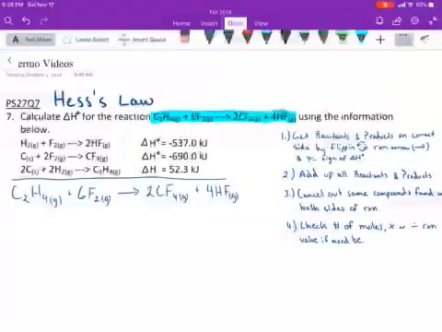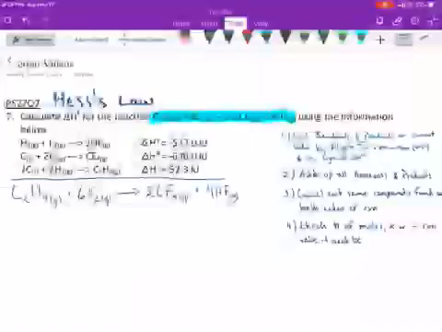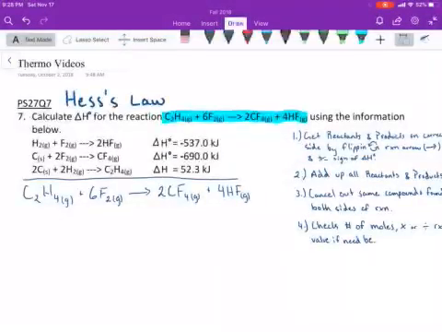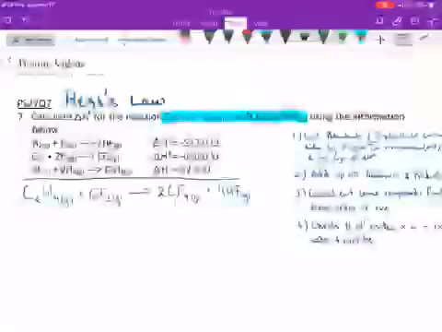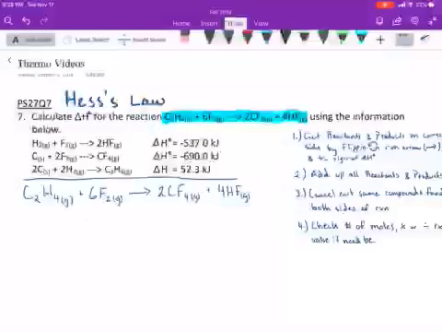Alright guys, so here's the question about Hess's law, problem set 27, question 7. It says calculate the delta H naught, or change in enthalpy at standard state conditions, for the reaction of this using the information below. And then we're given all these smaller reactions and their delta H naught values.